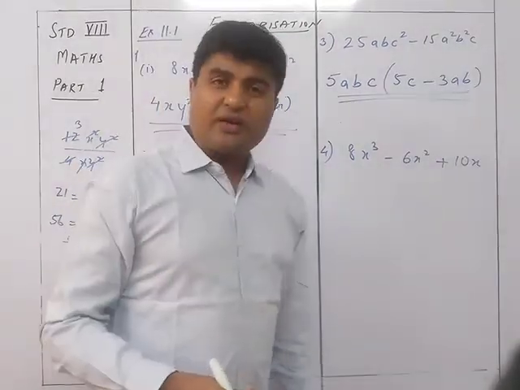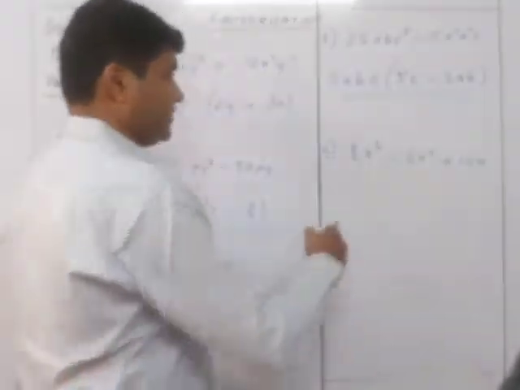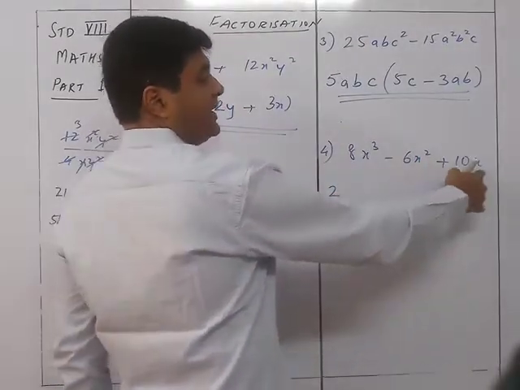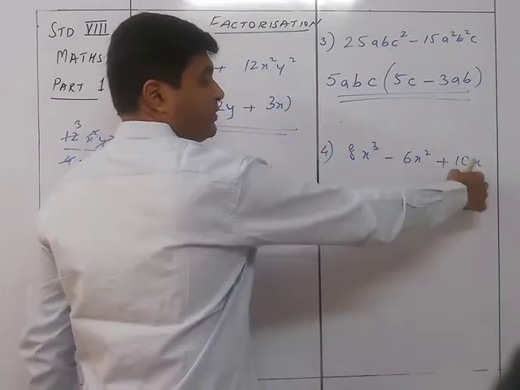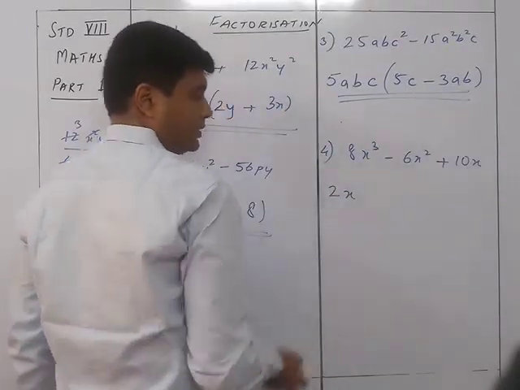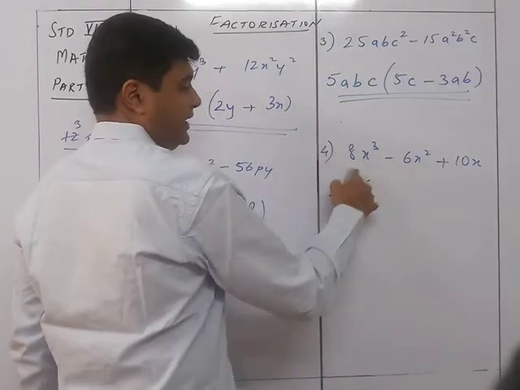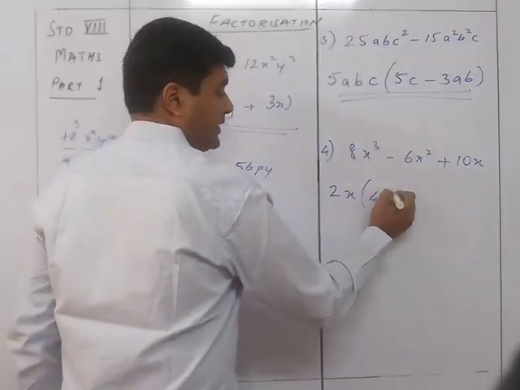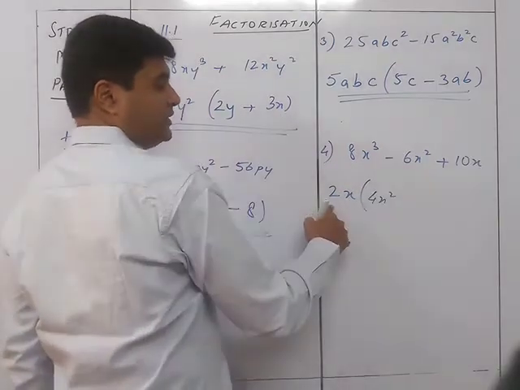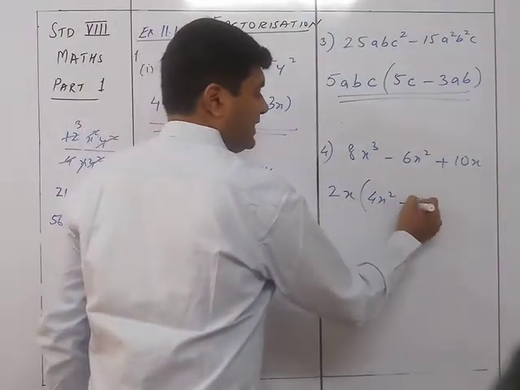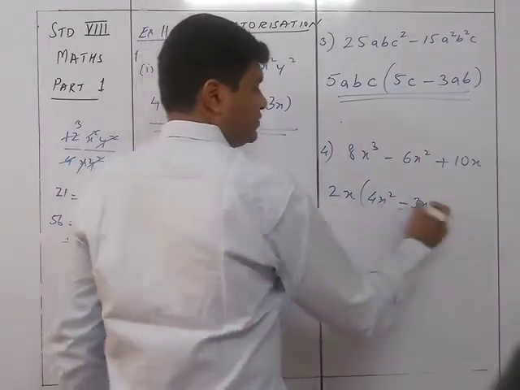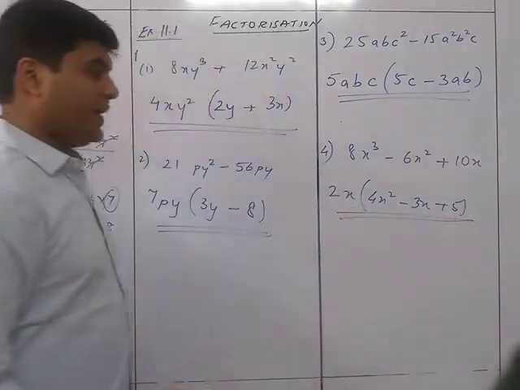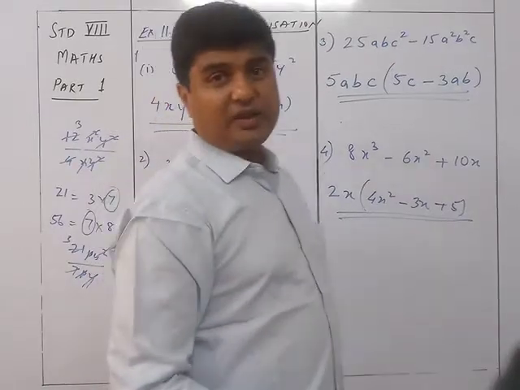What is common in all three of them? Only 2 is common in all three of them. 8, 6 and 10, 2 is common. Between x cube, x square and x, which is the smallest? x is the smallest, so that will be the common one. So what will remain here? 8x cube upon 2x will be 4x square. This upon this is minus 3x. This upon this is 5. So that's the answer: 2x bracket 4x square minus 3x plus 5.